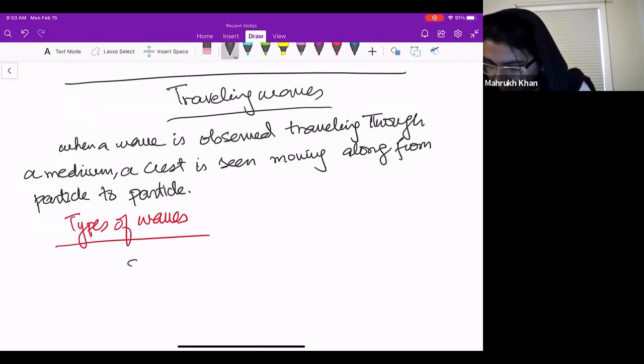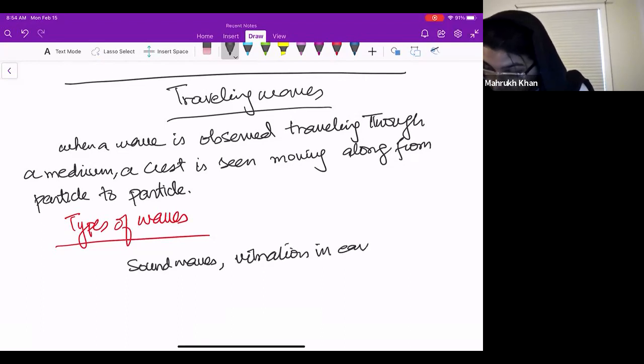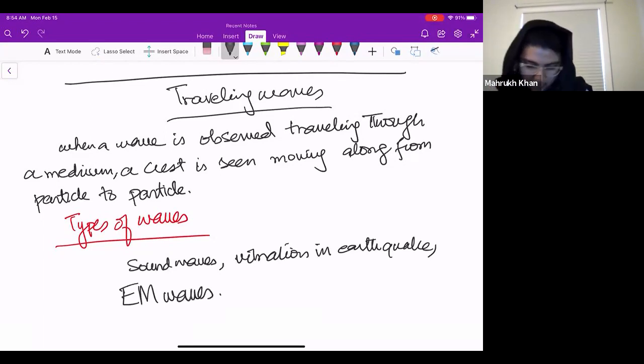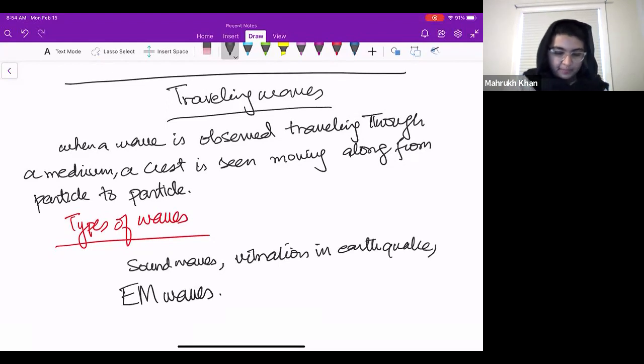So we have sound waves, we have vibrations during an earthquake, and we have EM waves. Every wave is different from the other, okay? Some waves need a medium to travel. Sound waves need a medium to travel; their way of travel is changed if you take the medium off. That's why if you have a vacuum, your sound wave cannot travel. But it's not the case with EM. Electromagnetic waves can travel without a medium. They can travel in vacuum. So every wave is different from the other.